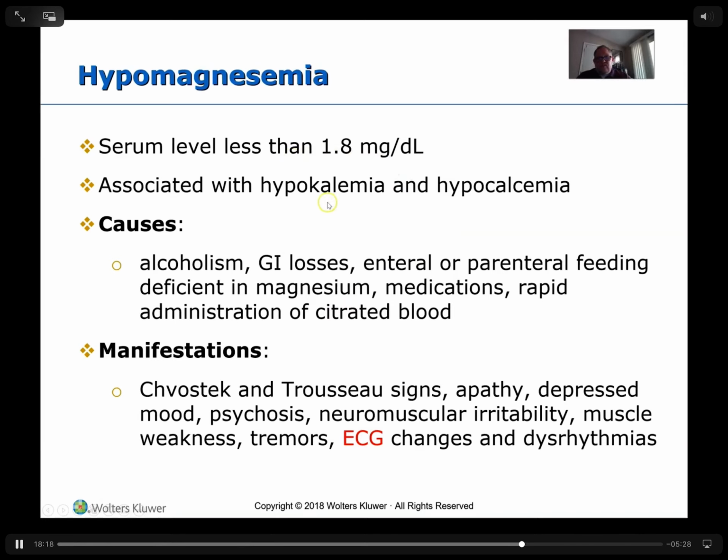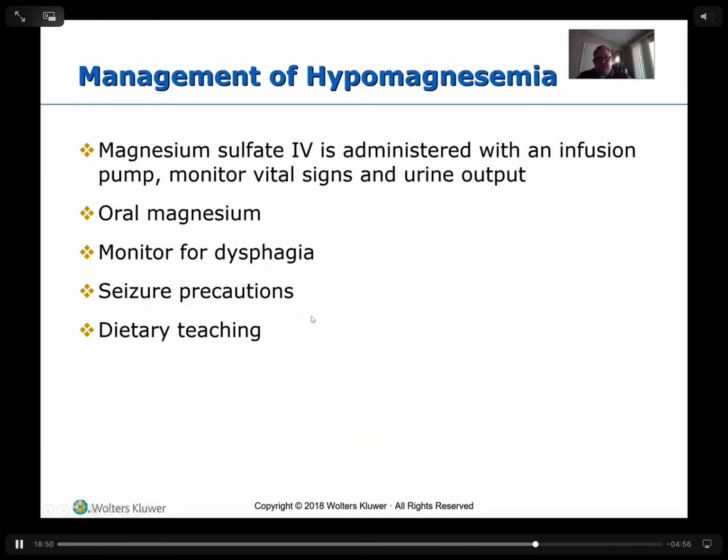Hypomagnesemia, that's low magnesium. You've got a serum level of 1.8 milligrams per deciliter or less, associated with hypokalemia and hypocalcemia. Some general causes: alcoholism, GI loss, enteral or parenteral feeding deficient in magnesium. Same manifestations: Chvostek's, Trousseau's, decreased mood, psychosis, neuromuscular irritability, muscle weakness, ECG changes again, dysrhythmias. Magnesium sulfate is administered by an infusion pump, and monitor vital signs. Oral magnesium, monitor for dysphagia, seizure precautions.